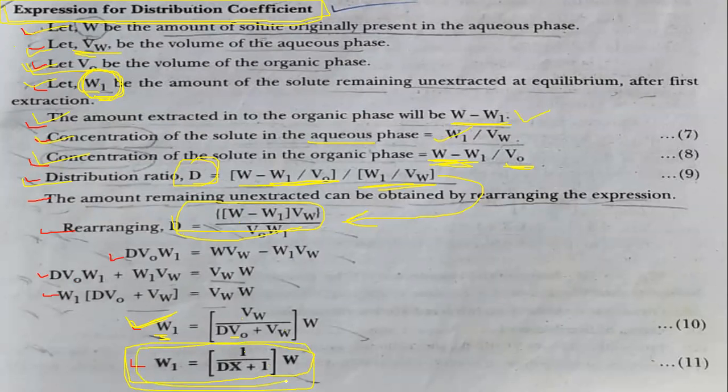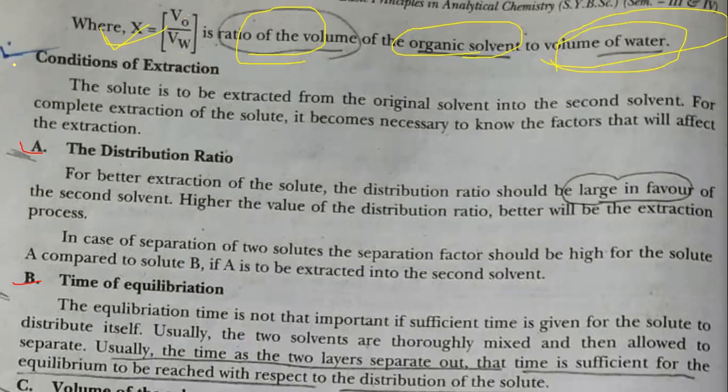Now see the conditions for extraction. First is the distribution ratio. It is expected that the distribution ratio should favor the organic phase, so that the maximum amount of your solute, which was present in the water or the aqueous phase, will come into the organic phase. This is the first expectation for the distribution ratio. Then the time of equilibration. The time of equilibration is just the time required for the two phases to get separated from each other.